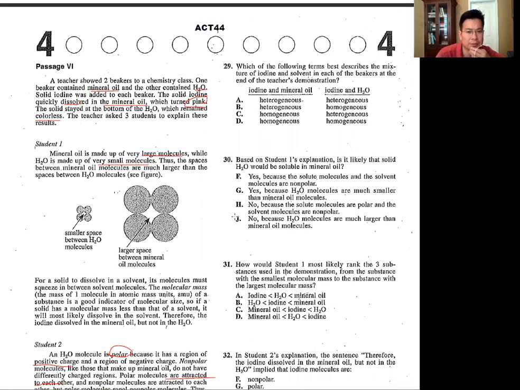Okay, let's do this then. 29. Which of the following best describes the mixture of iodine and solvent in each beaker at the end of the teacher's demonstration? Iodine in mineral oil is 1, right? They're mixed together, and then H2O, no. So this is whatever you see from homogeneous and heterogeneous, which is C. Student 1's explanation, H2O solvent, mineral oil. Yes, because the bigger, the larger space that the mineral oil has.